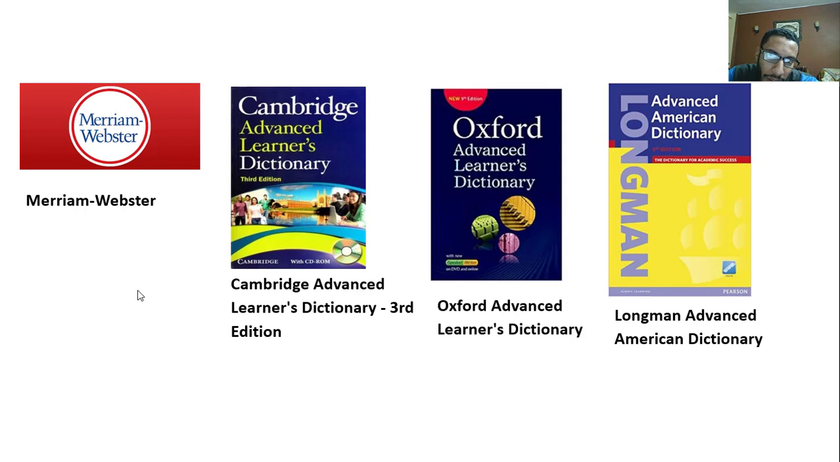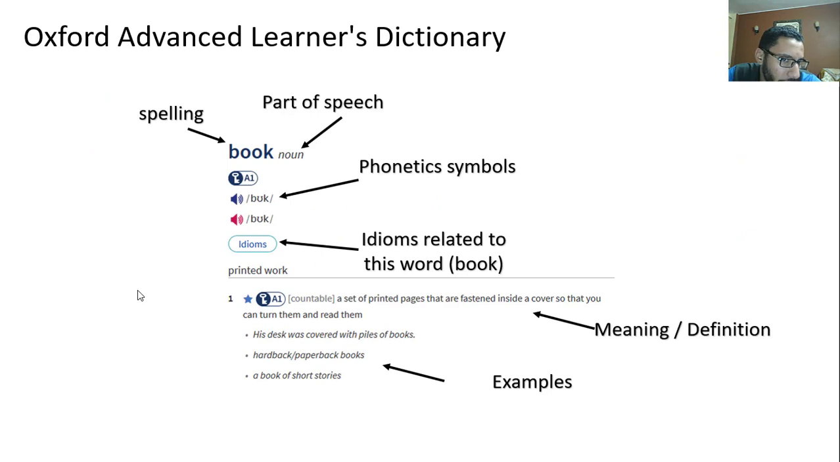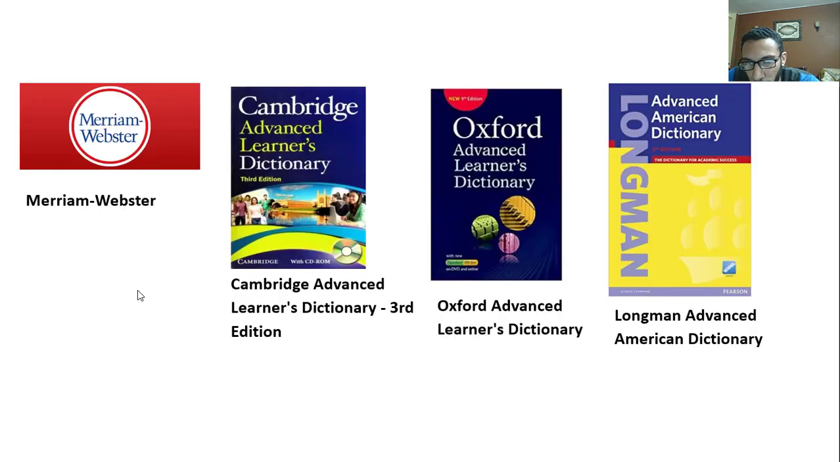Next one, we have examples. Merriam-Webster Dictionary, Cambridge Advanced Learners, Oxford Advanced Learners, and Longman Advanced American Dictionary. All of these dictionaries are an example of these words, or we can find this explanation or something inside each one. Okay, and you can find or search for them. You can find them easily.